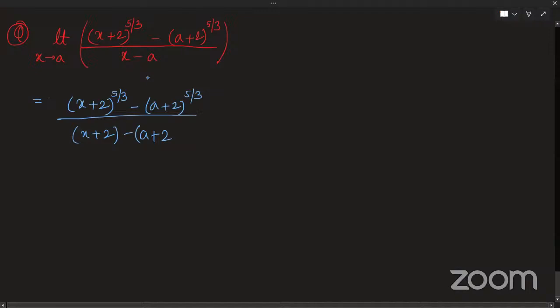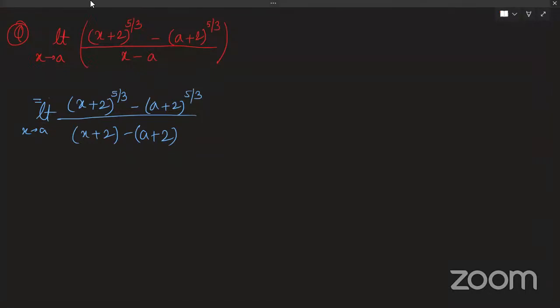x plus 2 minus a, minus a plus 2. Right? Everyone agrees to this. So what would be our next step? How do we think in the next step?